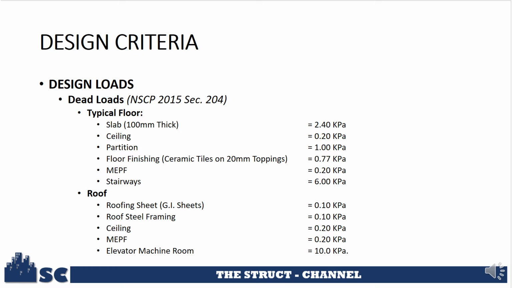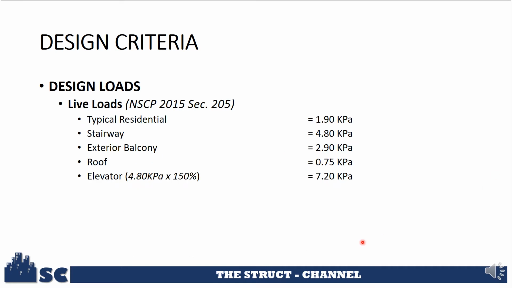This is a typical design dead load, in accordance with NSCP 2015, Section 204. The slab thickness is 100 mm at 2.4 kilopascal. We have here the loading for the ceiling, the partition, the MEPF, stairways, and the roof load. For the live loads, we are using 1.9 kilopascal, equivalent to around 40 PSF for the residential portion, and all of these are in accordance with the NSCP 2015 again.